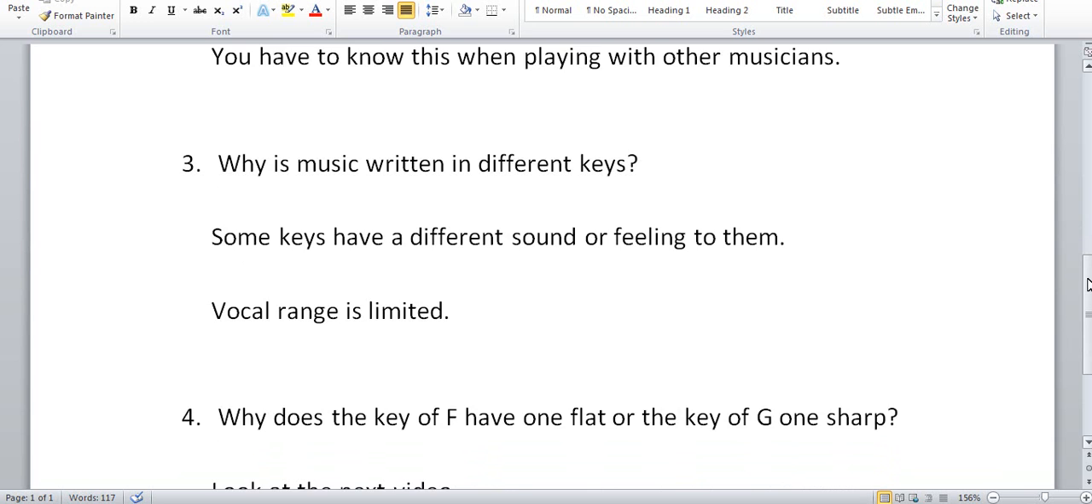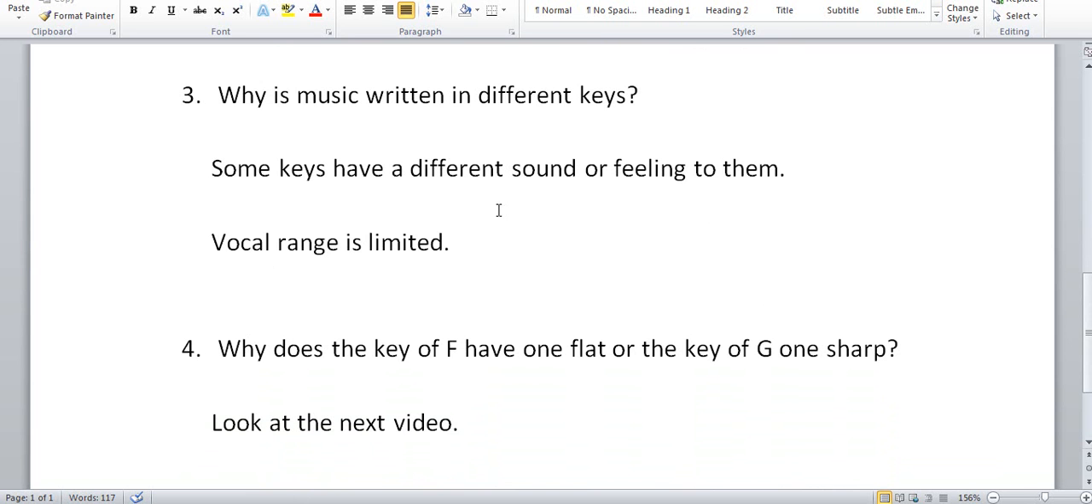Final set of questions here. Why is music written in different keys? First of all, some keys have a different sound or feeling to them. If every single song out there was in the same key, it would just kind of be boring. And you know, as you play music more and listen to music more, you'll kind of see why this is.